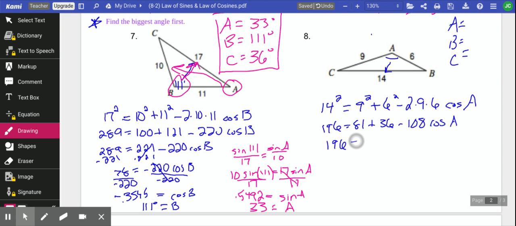So we get 196. You're allowed to add these. I believe that's 117. Okay, hopefully we're doing all the math correctly. From this step, remember you are not allowed to subtract 117 and 108. That's not going to work for you, so you're going to subtract 117 from both sides. So we get 79 equals negative 108 cosine A. We're going to divide both sides by negative 108.